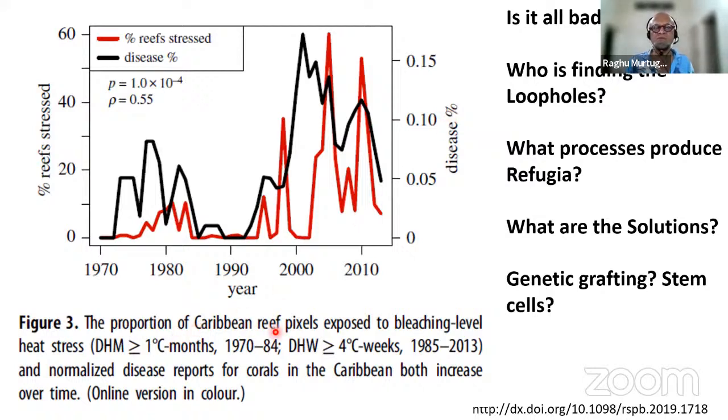So the proportion of Caribbean reef pixels exposed to bleaching-level heat stress, there are various thresholds used here, and normalized disease reports for corals in the Caribbean both increase over time. But you can say reef stress is increasing, diseases are increasing, but you don't know whether this is an increase or a regime shift, and whether this is decadal variability, because if it is decadal variability, it means it may come back down.